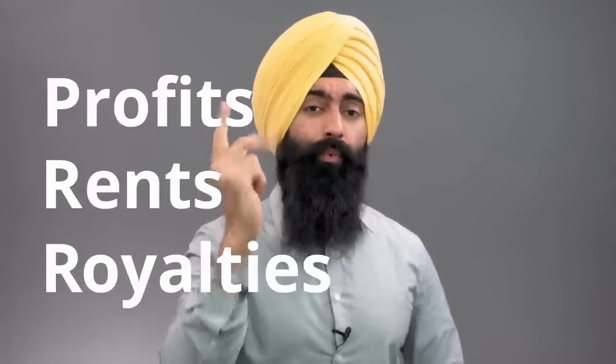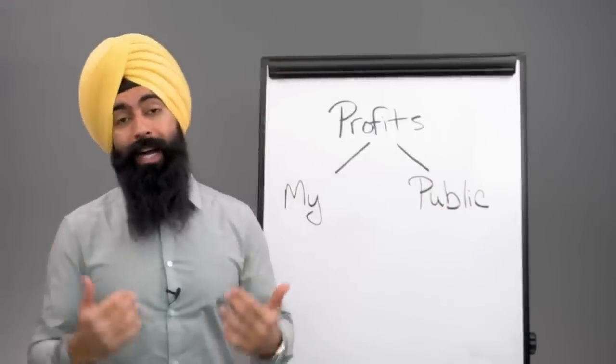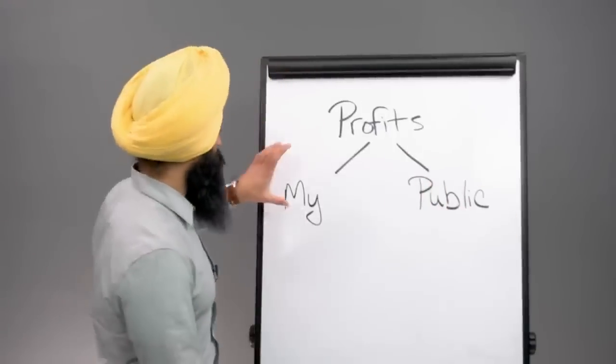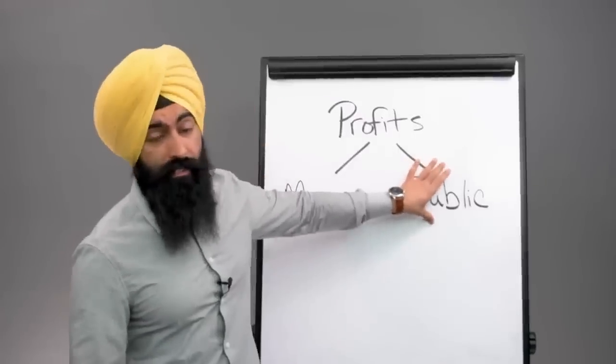They are PRR, purr, kind of like a kitty cat. Profits, rents, and royalties. Let me start by talking about the P, the profits, because there are two ways that I generate cash flow from profits. One is through my own businesses, this is much more active, and one is through public companies. This is much more passive.